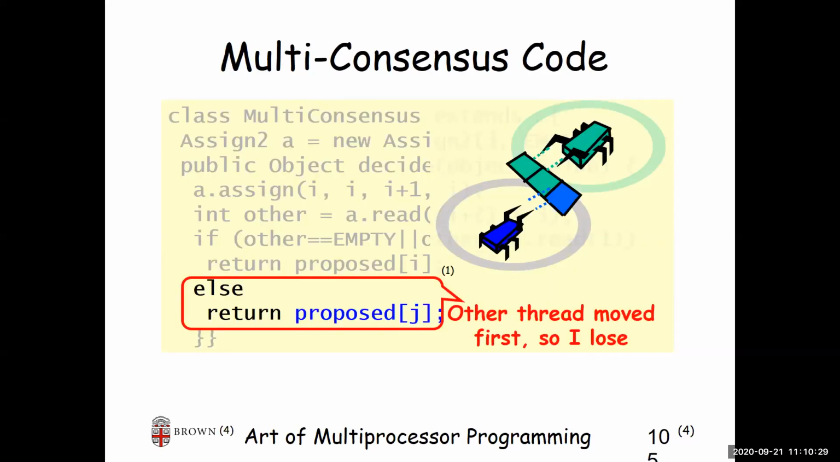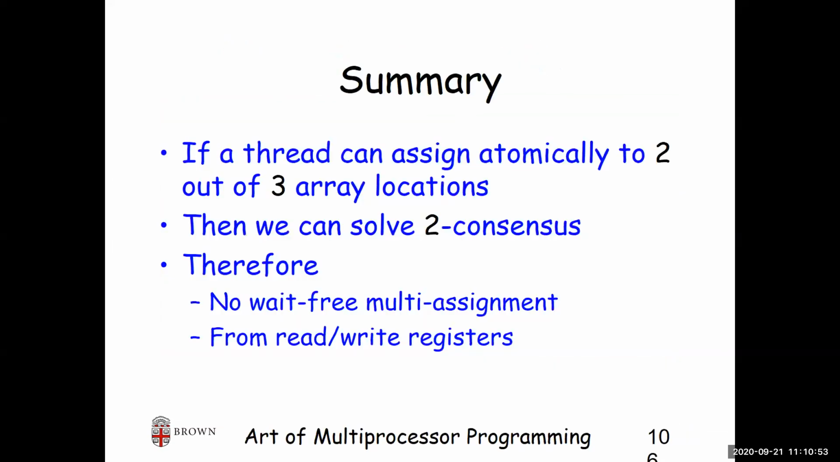Does anybody have a question about this? Okay, so the summary is, if a thread can assign atomically to 2 out of 3 array locations, then we can solve 2-thread consensus. Therefore, there is no wait-free multi-assignment from read-write registers.